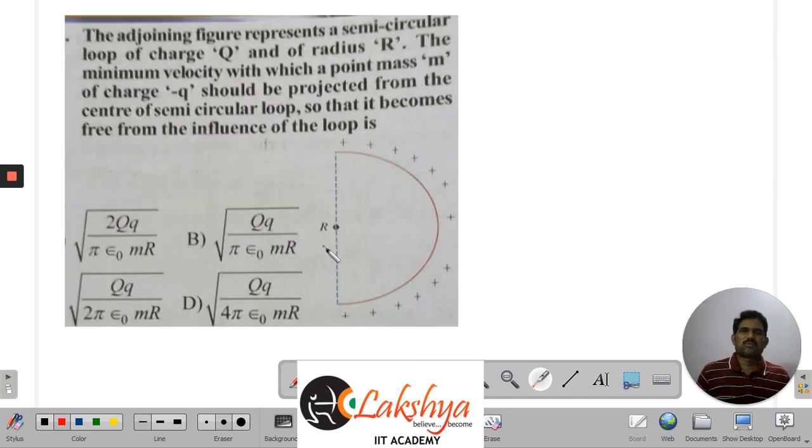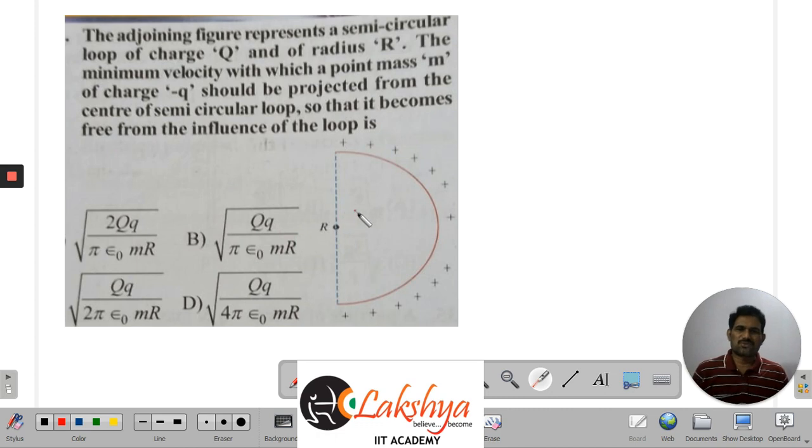And next let us see this problem here. In the adjoining figure represents a semicircular loop of radius r and charge q. The minimum velocity with which a point mass m of charge minus q is to be projected from the center of this semicircular loop so that it becomes free from the influence of this loop.